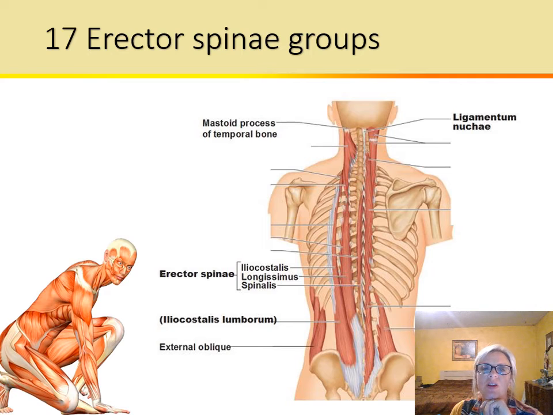All right, so here's the erector spinae groups. Just a good picture here. You can see the iliocostalis, longissimus, and spinalis.